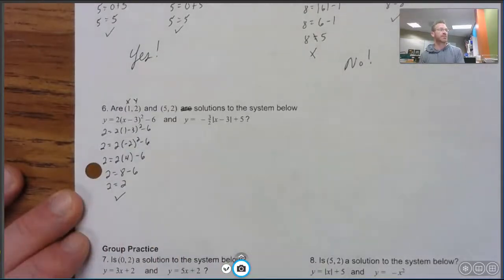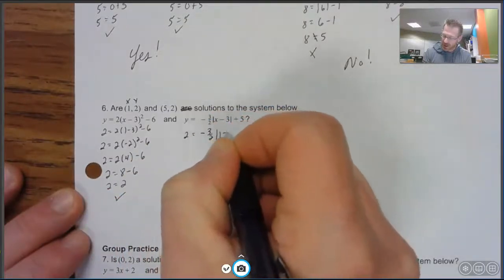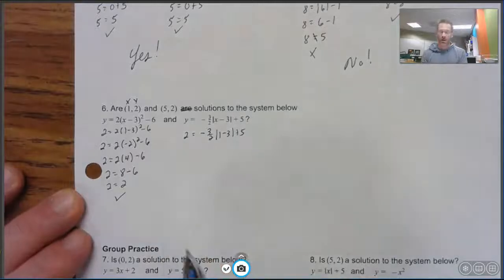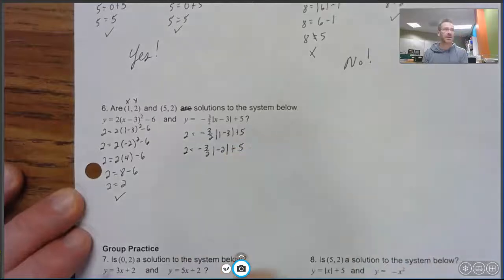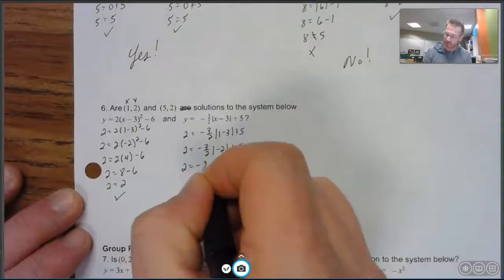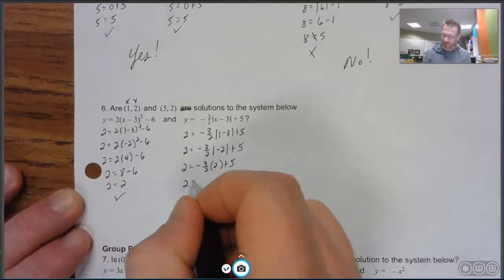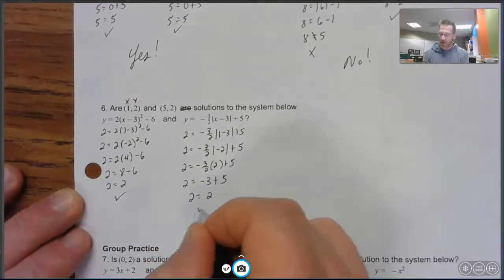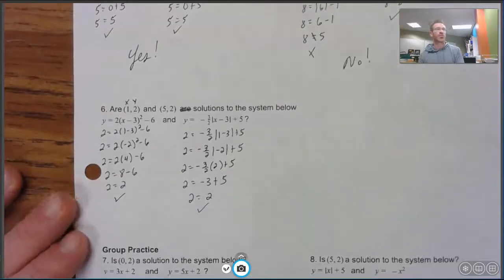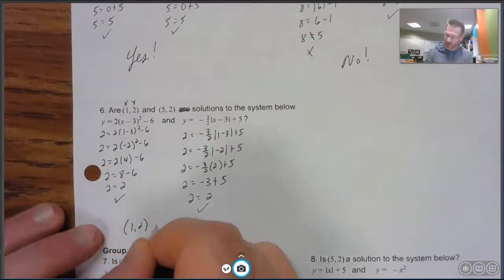Now let's see if it's also on our absolute value graph. So I'm going to plug that 2 in for y, and then I'm going to plug the 1 in for x, and let's see what happens. Once again, we have to start with those grouping symbols. So 1 minus 3 is -2. Now, once again, I have to take an absolute value before I perform any operations on that number, and the absolute value of -2 is +2. And now when I multiply -3/2 times 2, I get -3, and then -3 plus 5 is 2. So notice (1, 2) makes both equations true. So (1, 2) is on both graphs. That would be one of their points of intersection. So (1, 2) is a solution.